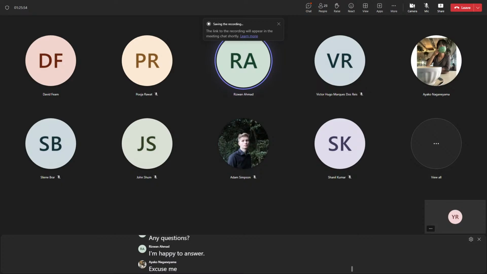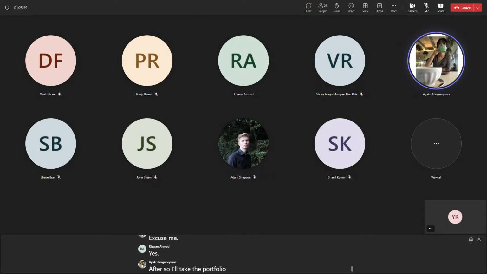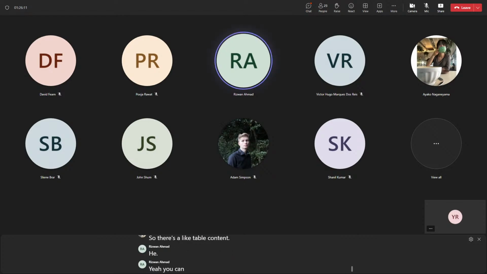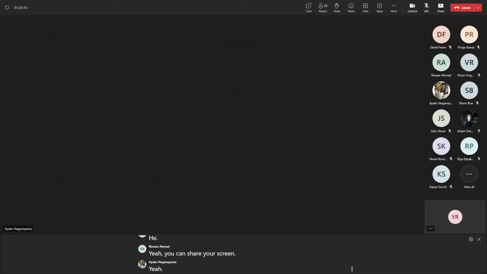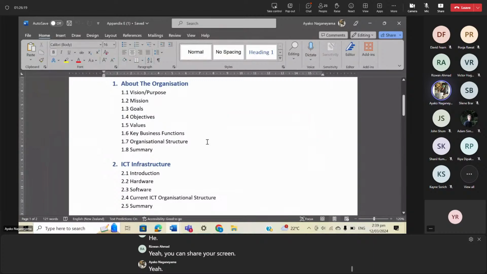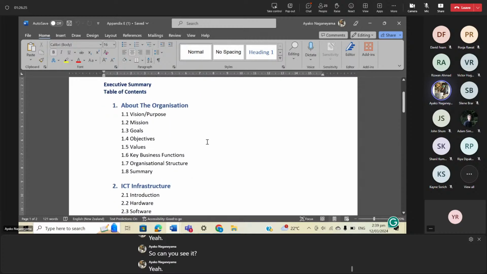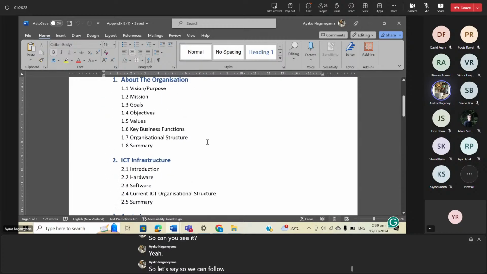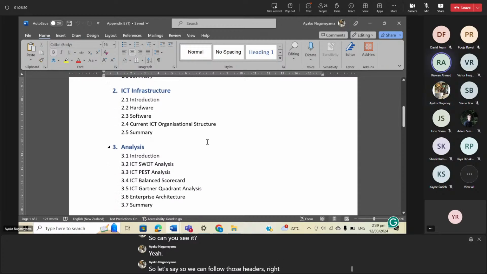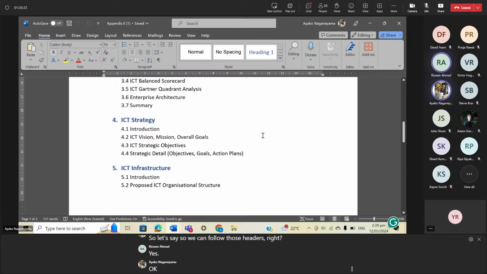Excuse me. Yes. Sorry. So I take the portfolio A, the template. Yeah. So there's a table of contents. Can I share my screen? Yeah, you can share your screen. So, can you see it? Yeah. So let's say, we can follow those headers, right? Yes. Okay.